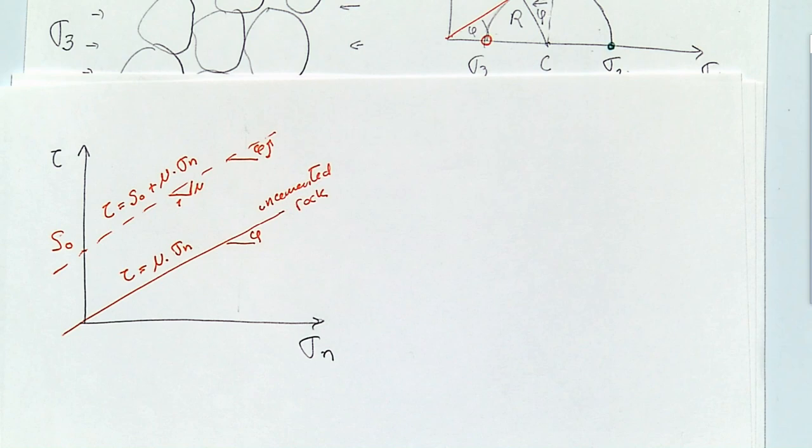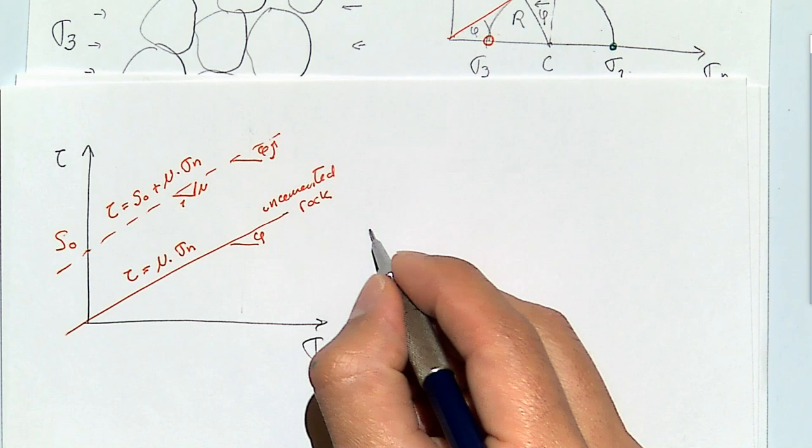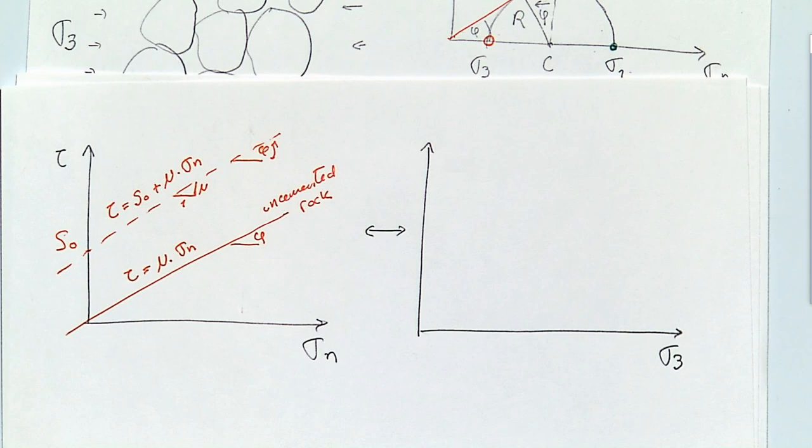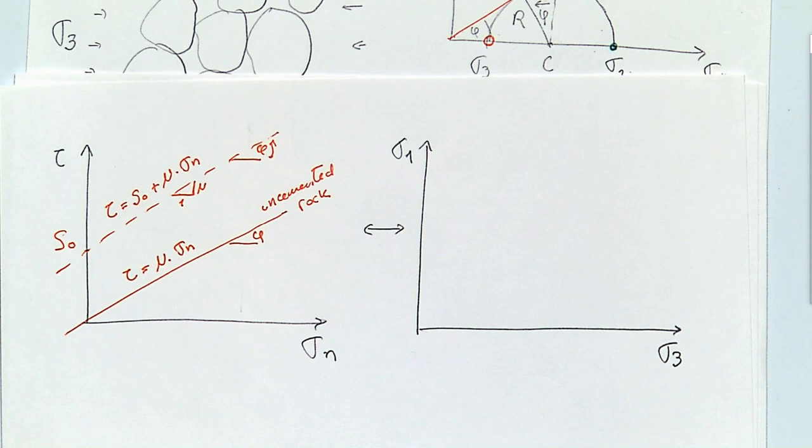All right, we have already seen this, and all the theory that you need is in here. However, it's more convenient to use principal stresses to calculate some of these parameters. And this is going to be equivalent to a plot in which this is a sort of principal stress plot too. But now we're going to use the least principal stress, sigma 3, and the maximum stress, sigma 1.